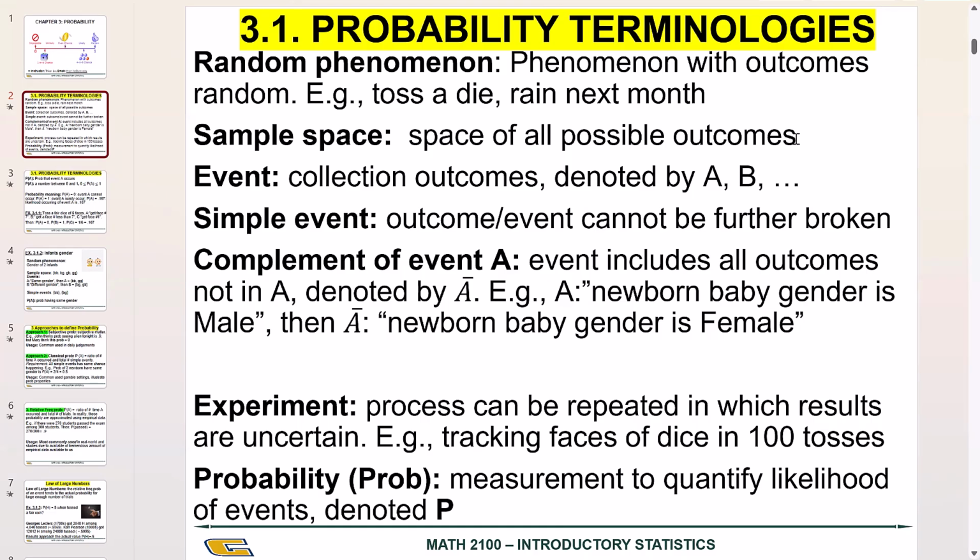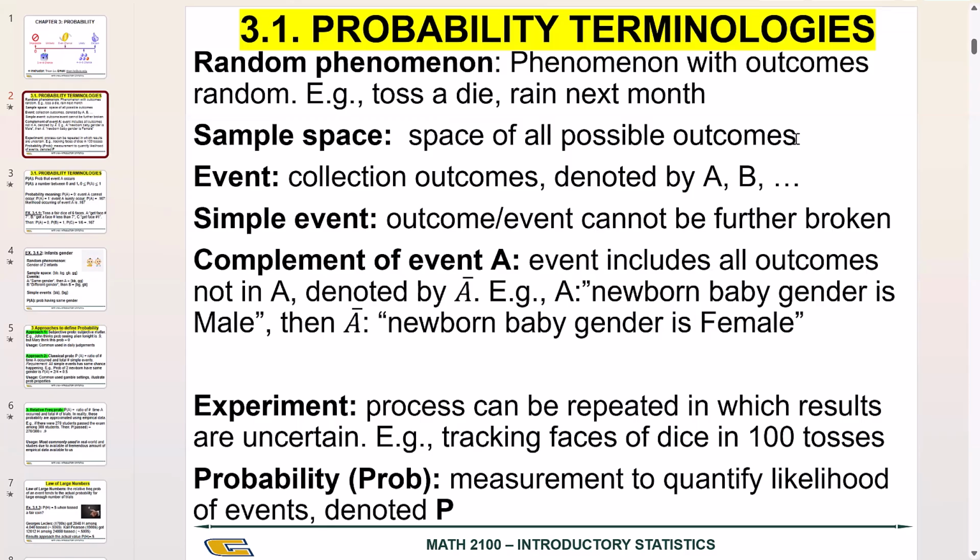The event, which is a collection of outcomes, we denote by A and B, which are capital letters. So for example, if we toss a die, we can consider the event where the die will land on an even face, maybe 2, 4, 6, or odd, 1, 3, 5, or a prime number, which is 2, 3, and 5.